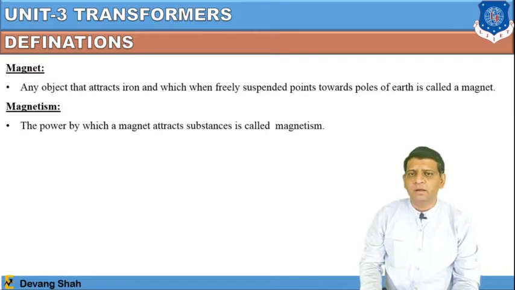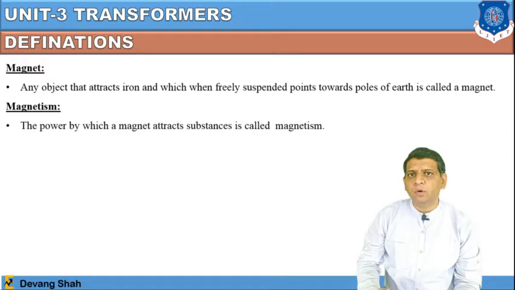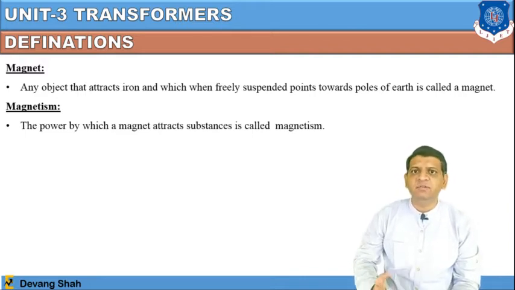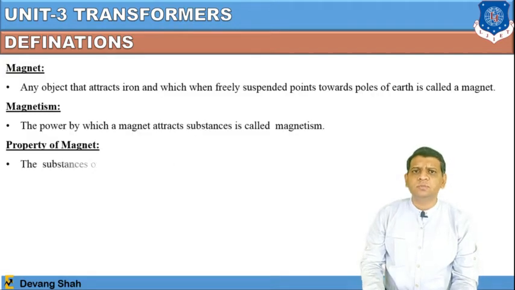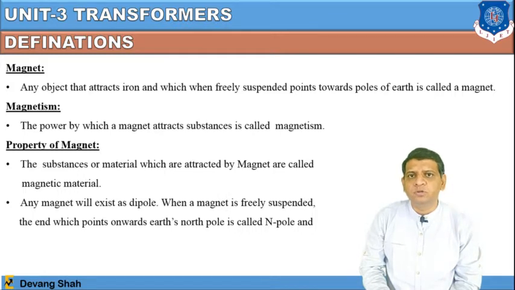We all know about the magnet, but the property of a magnet is defined as magnetism. It is the power by which a magnet attracts substances. It is one of the properties of a magnet, and all those substances we define as magnetic material. A magnet has a total of two poles: one towards the north pole of the earth and another towards the south pole of the earth. So any magnet has two poles, one called the north pole and the other called the south pole.